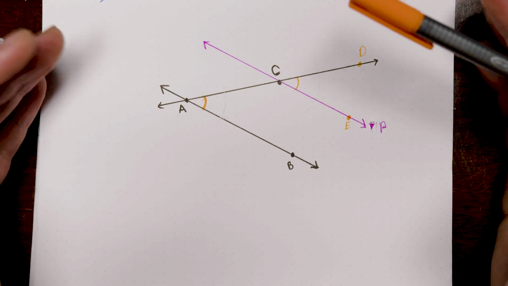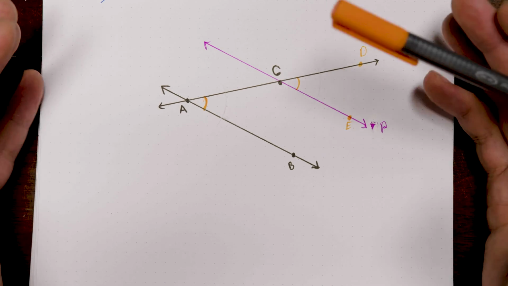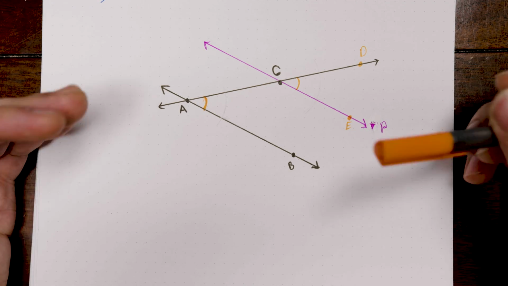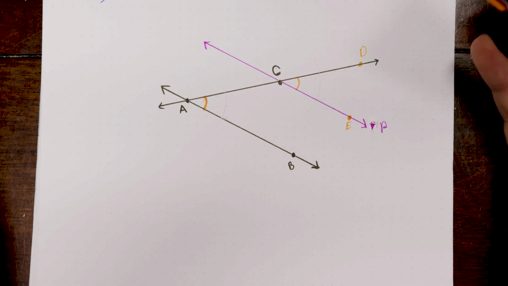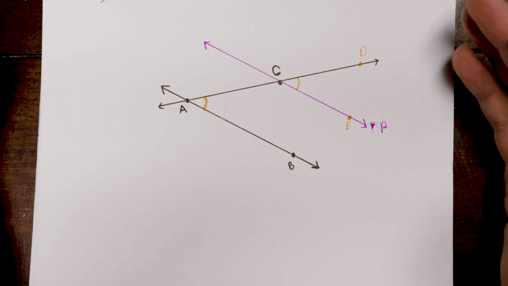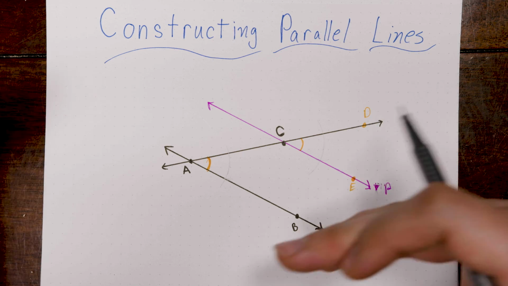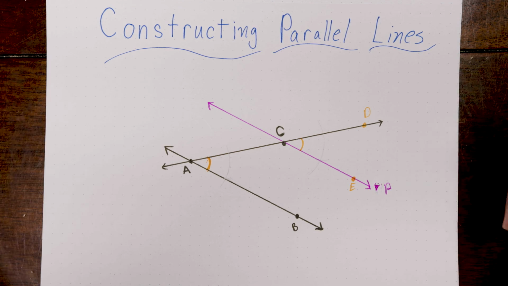And so that gives us this nice little illustration through this construction of the converse of the corresponding angles postulate. So there you go. That is how to construct parallel lines. That is the converse of the corresponding angles postulate. See you in the next one.